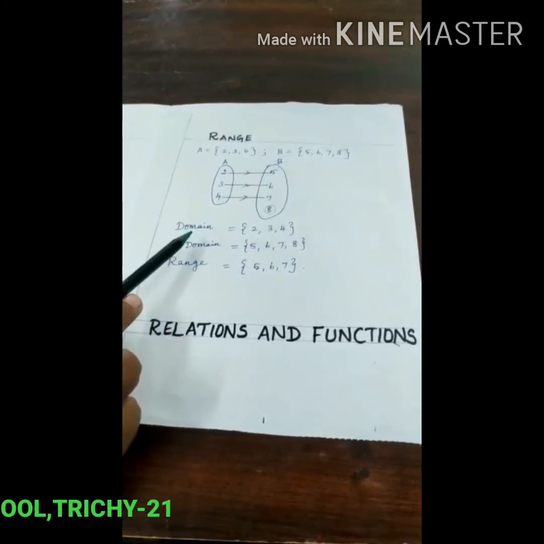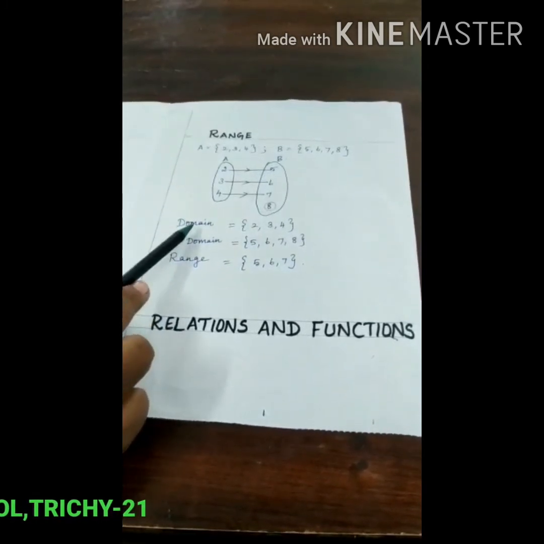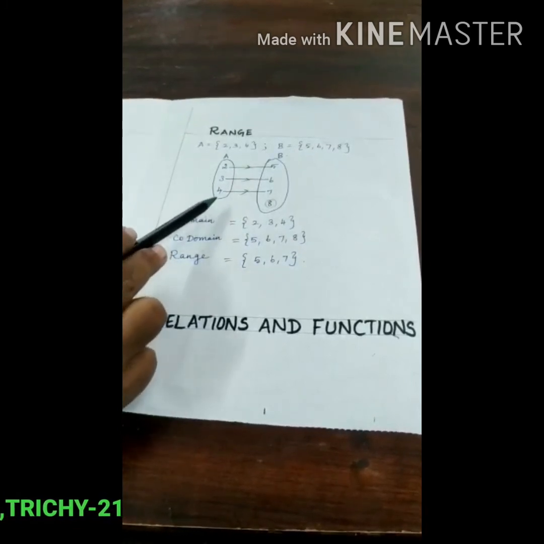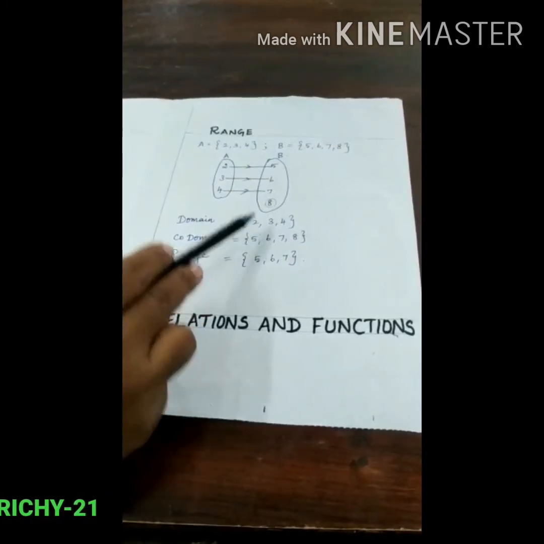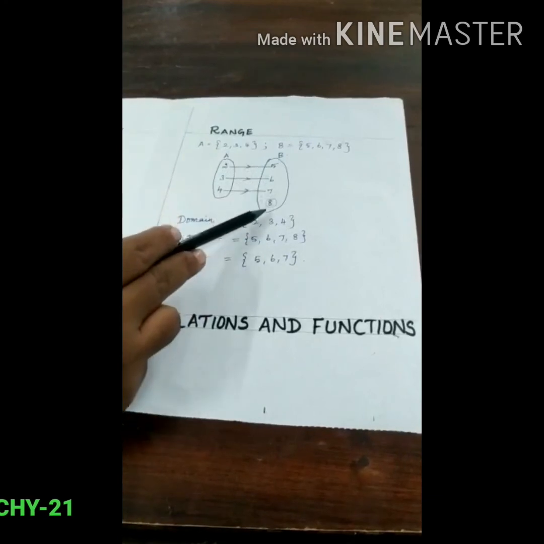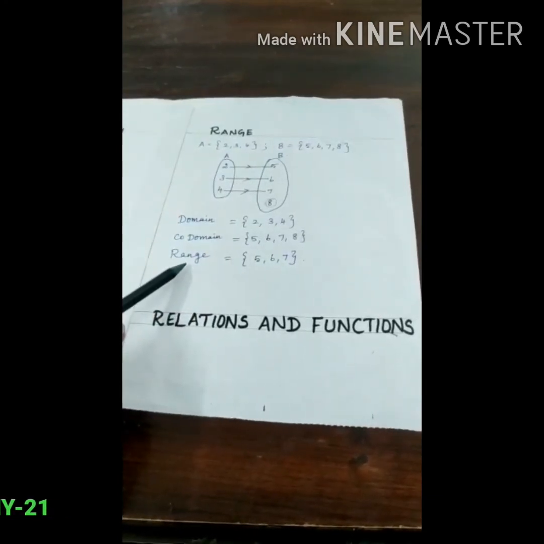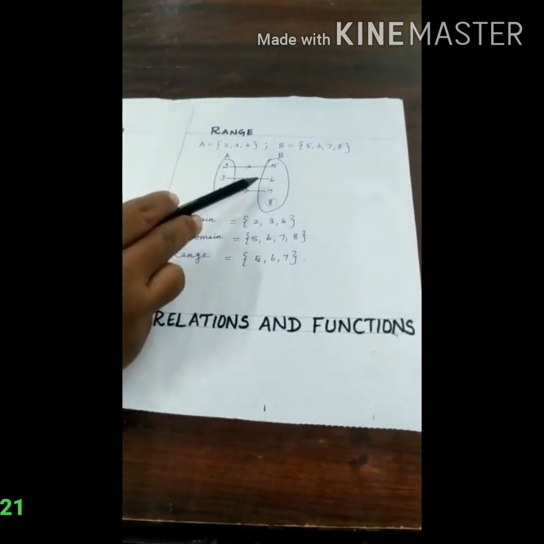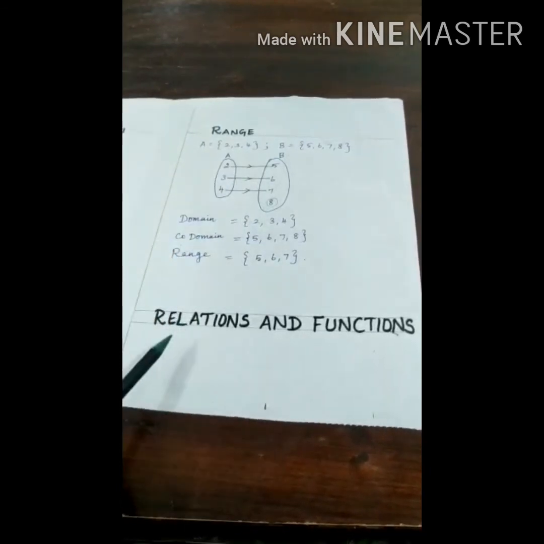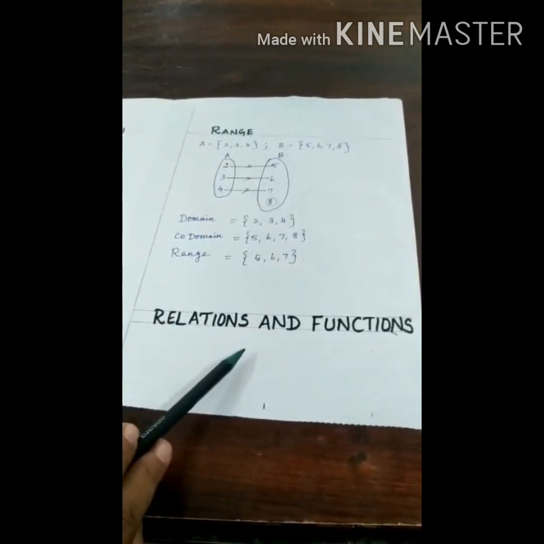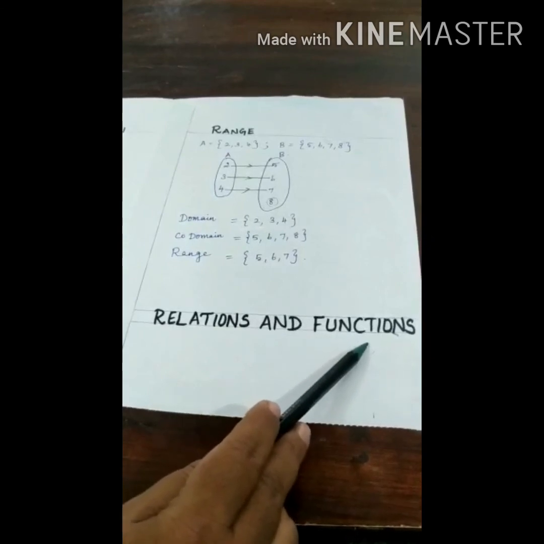So we know that domain = {2, 3, 4}, codomain = {5, 6, 7, 8} and range = {5, 6, 7}. This is the introduction to relations and functions.